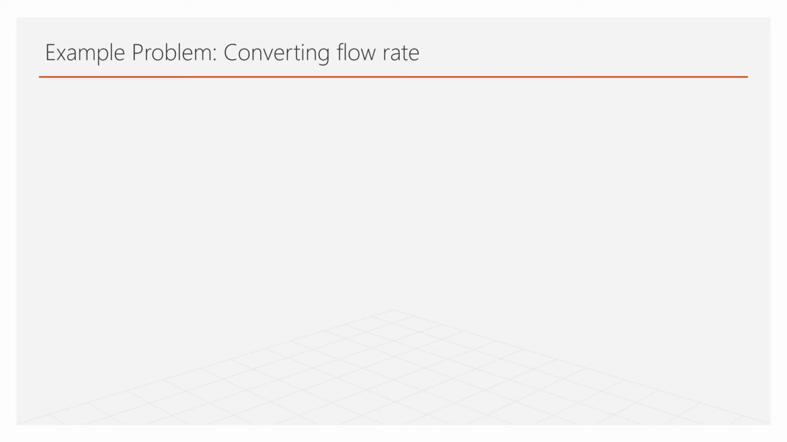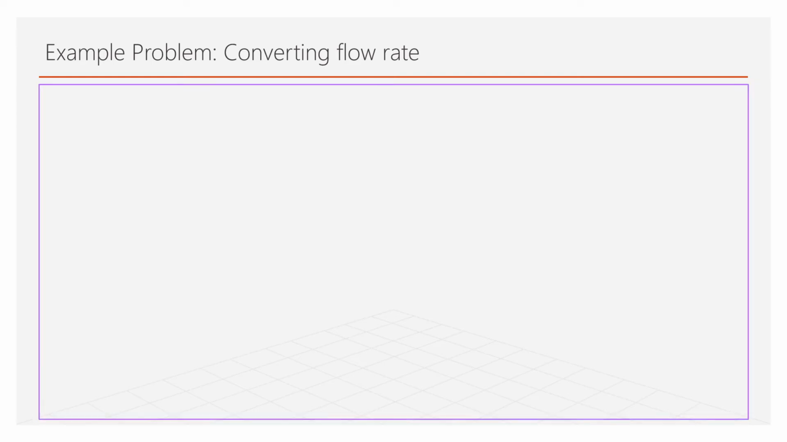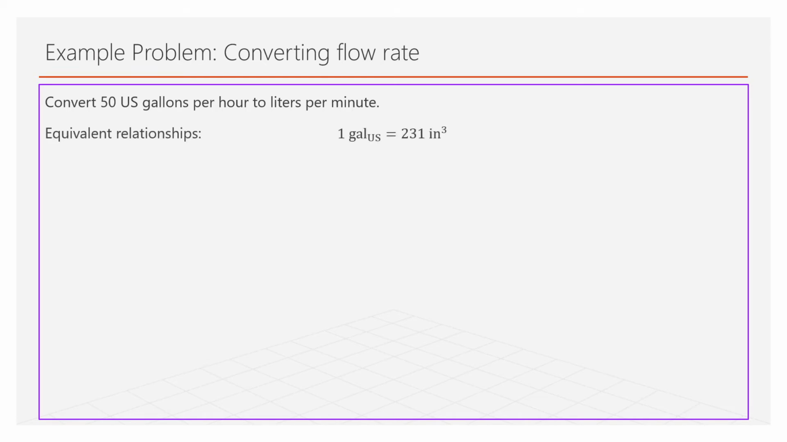Let's do a compound example of converting flow rate. Convert 50 US gallons per hour to liters per minute. First, we'll identify the equivalent relationships that are needed. We know that 1 US gallon is equal to 231 cubic inches.